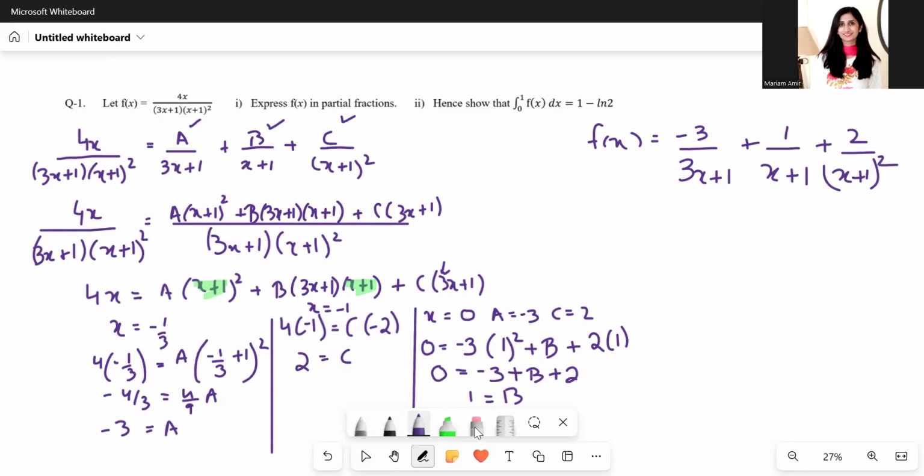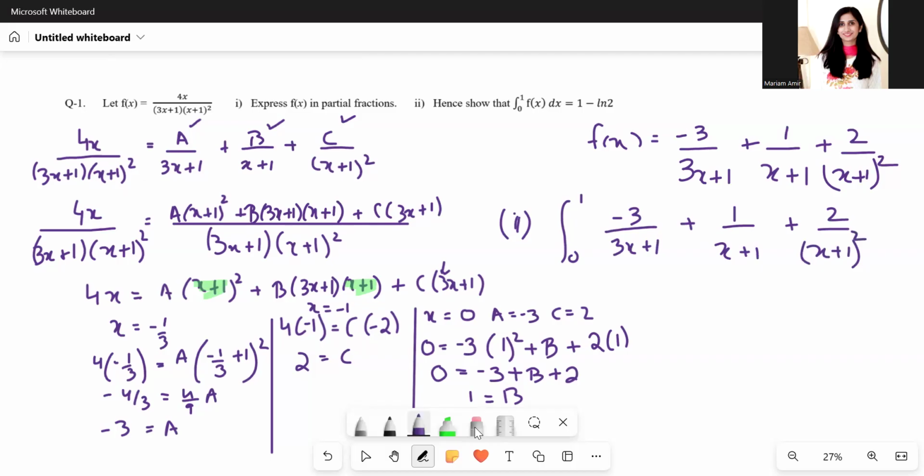Okay. In part 2, we have to integrate these. So let's do that. Let's start the integration process. So integrate from 0 to 1. First one is negative 3 over 3x plus 1. The next one is 1 over x plus 1 and 2 over (x plus 1) whole squared.